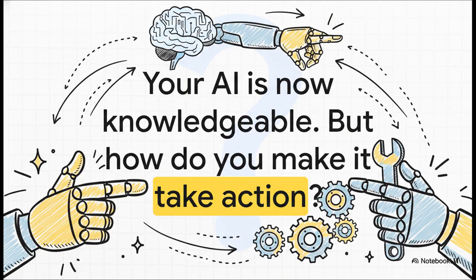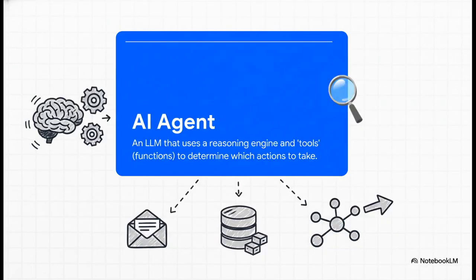Right. This is where we make the jump from a passive know-it-all to an active assistant. How do we give our AI, well, hands and feet, so it can actually interact with the world and get things done for us? And the answer is what we call an AI agent. So an agent basically uses the LLM as its brain, its reasoning engine to figure out what to do. But here's the magic part. It uses tools. A tool is just a simple function the agent can call. It could be anything, sending an email, running a database query, calling out to another API. This is what gives the AI actual real-world power.